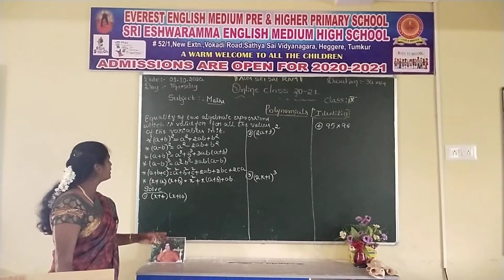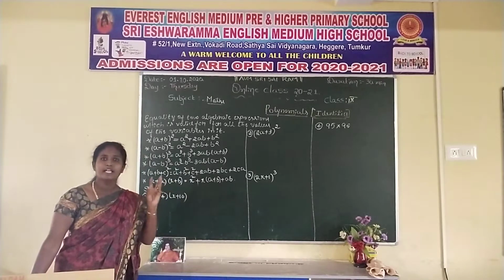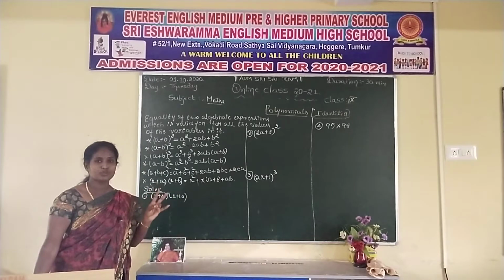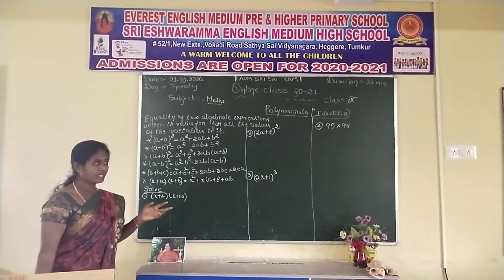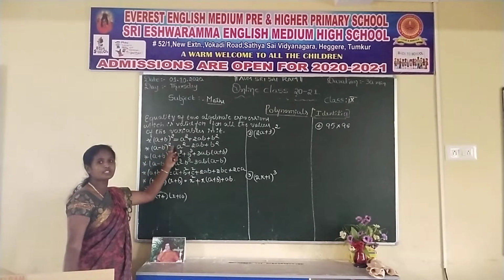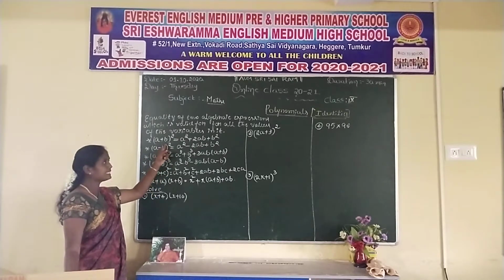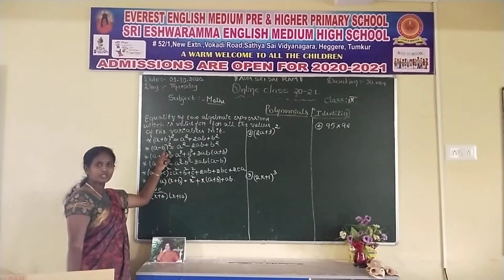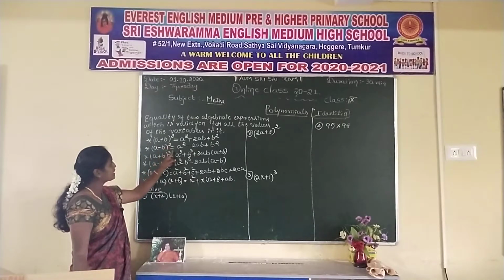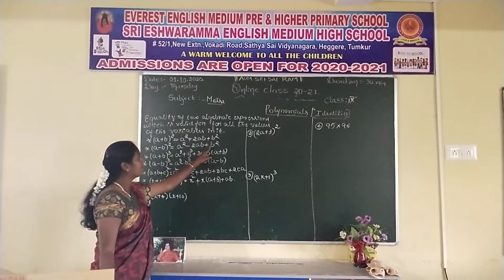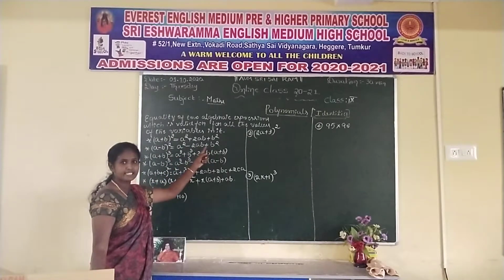What is the formula to find (a plus b) whole square? (a plus b) whole square is equal to a square plus 2ab plus b square. The next identity is (a minus b) whole square. What variables do we use here? The second identity is also the same, but we change only the signs. (a minus b) whole square is equal to a square minus 2ab plus b square. This is the second identity.